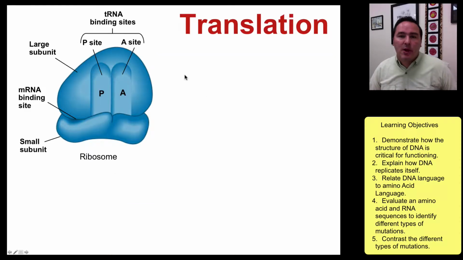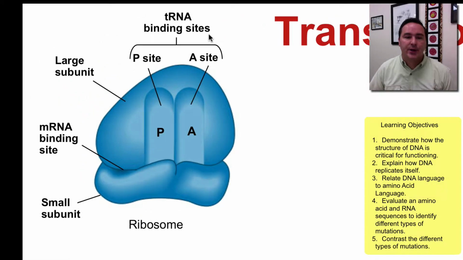The next part of the process, once that messenger RNA leaves the nucleus, is to undergo the process of translation. The ribosomes are the sites where this occurs, and I just want to remind you of the structure of a ribosome. It has a small subunit and a large subunit. In the large subunit, there's what's called the P site and the A site, and this will come into play.